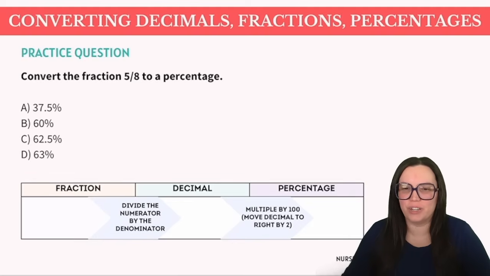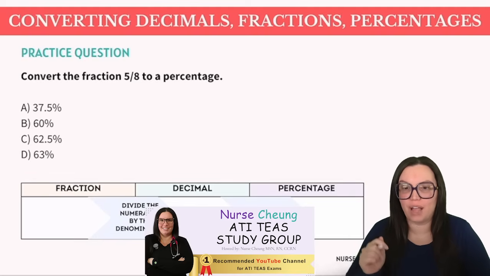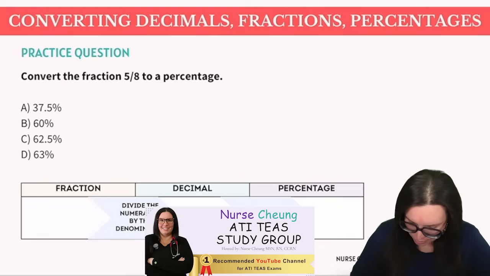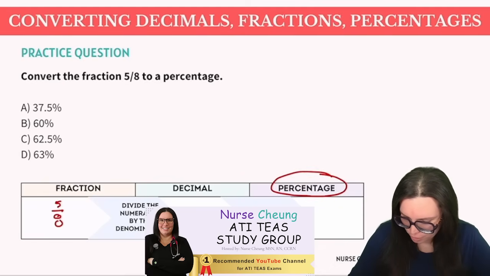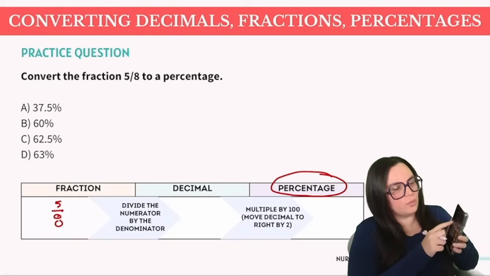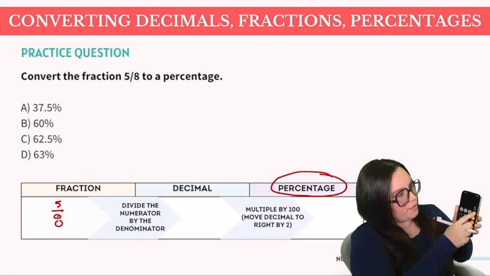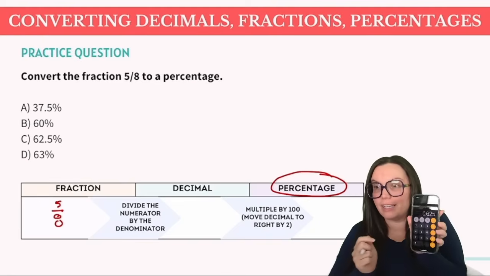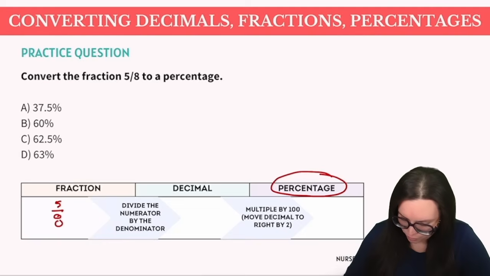So our first practice question states, convert the fraction 5/8 to a percentage. So we know that we are starting with the fraction 5/8 and we need to convert it to a percentage. So this is really simple. We're going to divide 5 by 8 and that's going to give us 0.625.